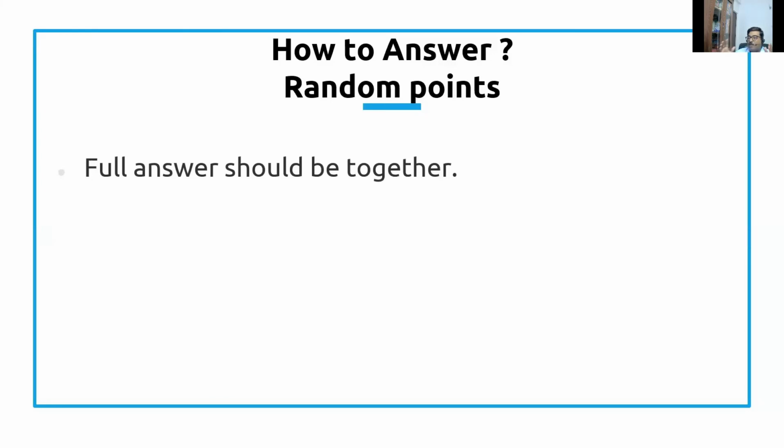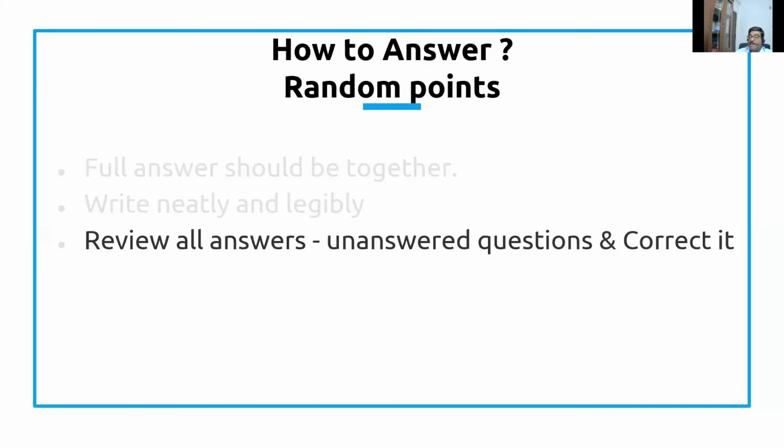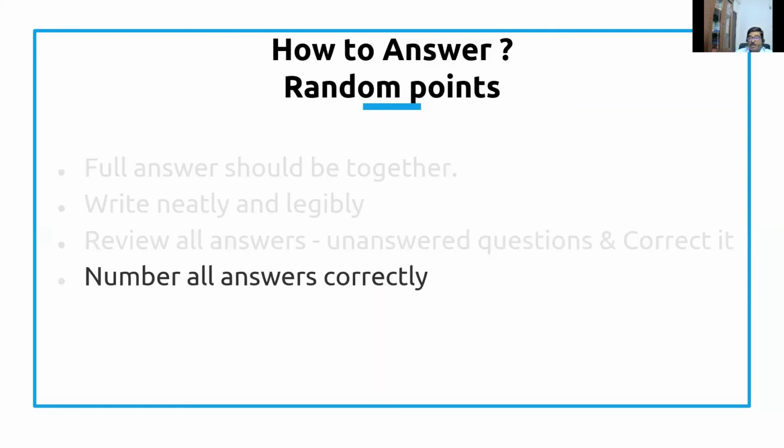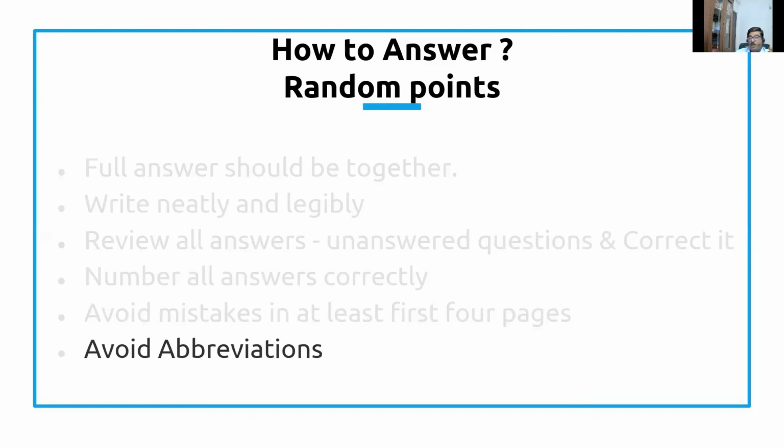And the random points that you need to be considered is, don't split answers. Try maximum to keep all the answers for a question to be together. Always write neatly and to an extent legibly. Review all answers so that you answer unanswered questions and correct any mistakes. And follow the pattern prescribed. Number all the answers correctly. Divide the answers using a ruler and pencils. Avoid mistakes in at least 4 pages. Be confident enough. The confidence that the paper oozes creates a positive impression on the examiner's mind.